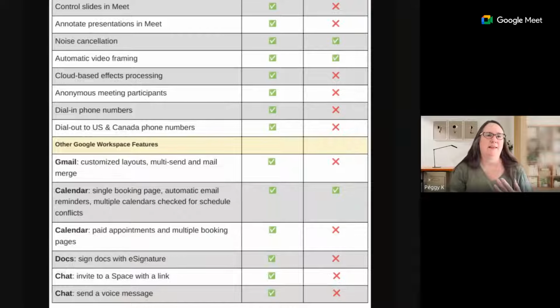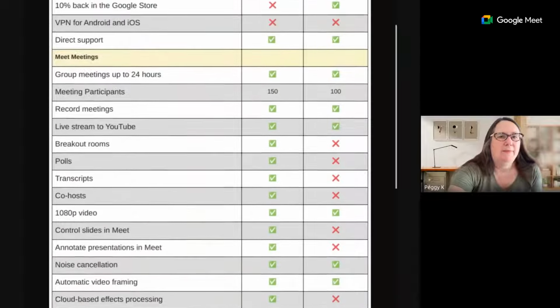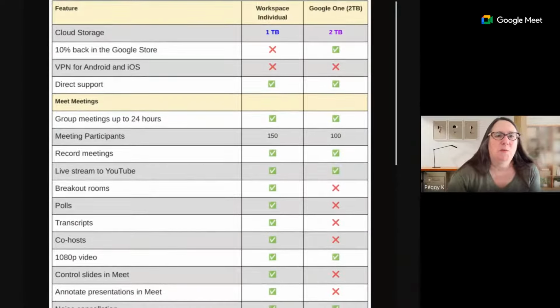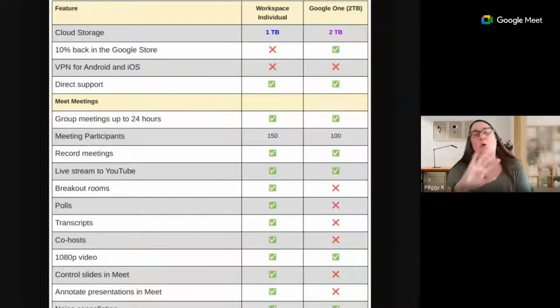It has the ability to sign docs with an e-signature. You can invite people to a Google Chat space with a link. You can send voice messages. And Google Workspace Individual has access to a whole bunch of Google Meet features. You can have meetings up to 150 people, record, live stream to YouTube, have breakout rooms, polls, save your transcripts.